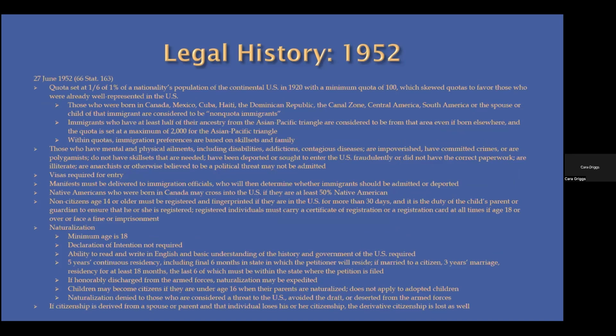The age for naturalization decreased to 18 for the first time since before 1795, and declarations of intention were no longer required. Building on laws from the World Wars, expedited naturalizations were extended to all who were in the armed forces, and children gained citizenship along with their parents if they were under the age of 16.